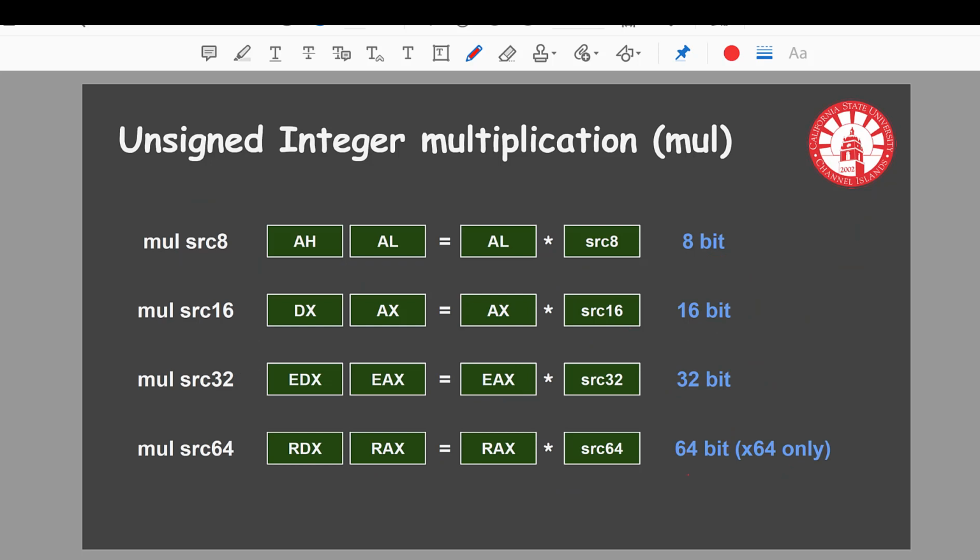Let's see an illustration of this mul operation, for source 8-bit, source 16-bit, source 32-bit, and source 64-bit. For all these cases, in here we have shown which register is going to be used as a second operand and where the results are going to be.